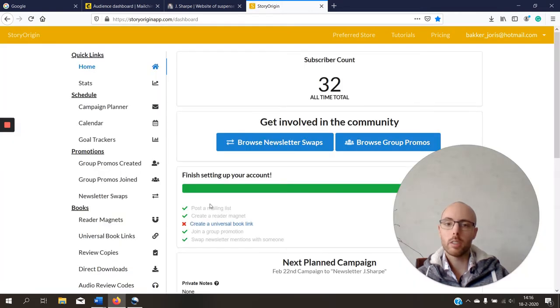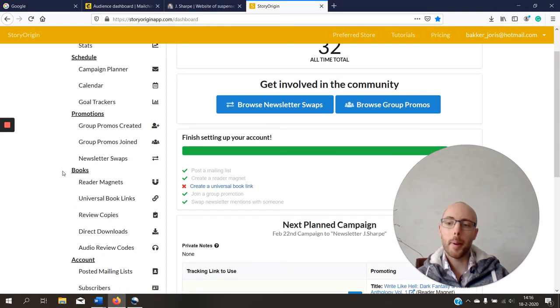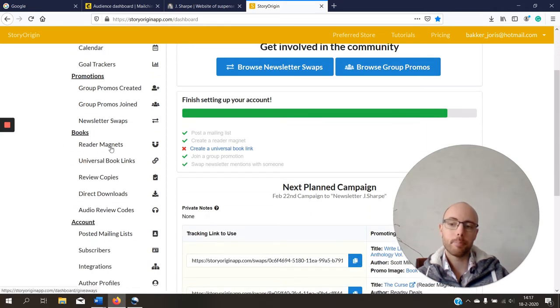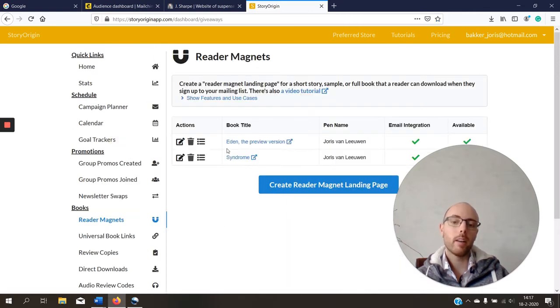So this is Story Origin. I already created an account, so what you see here is just my account. But you can use Story Origin to make reader magnets. Reader magnets are basically the things that you can put in the front or the back of your book, for instance. So in the back of my book, I have a reader magnet for Syndrome, so they can read the first couple of chapters.